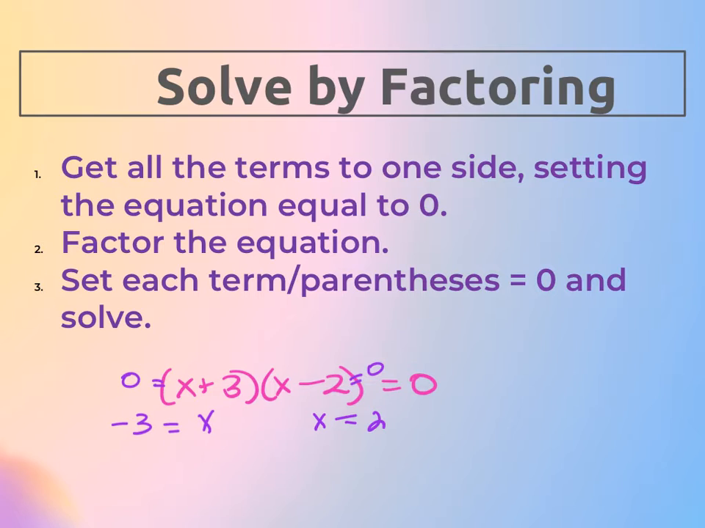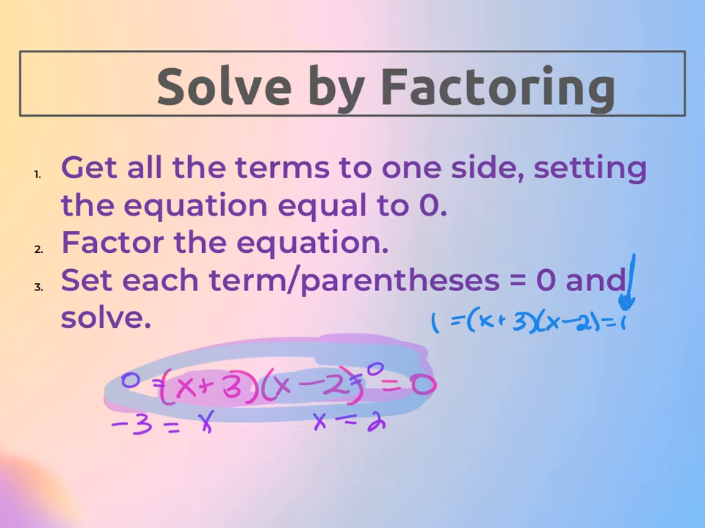Now the reason this works is your 0 property of multiplication, which says if this is 0, then I know my entire equation is 0, or if this is 0, then my entire equation is 0, because if I multiply anything by 0, I get 0. So this only works if it's equal to 0. I can't do this if it says like x plus 3, x minus 2 equals 1. I can't split and solve it if it equals 1. It's only if the number it's equal to is 0 that this works. And that's why our first step is to get it equal to 0.